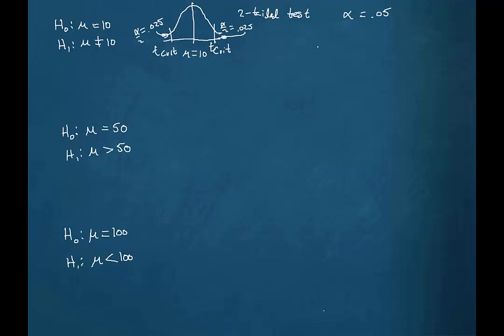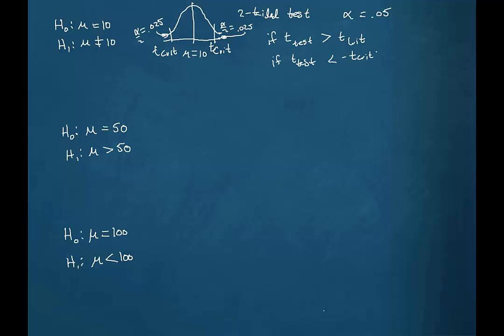Now we are going to take whatever measures we get from our sample, and from that sample we are going to calculate a test value. And if that test value lands in these rejection regions, so either way up here or way down here, then we would reject the null hypothesis.